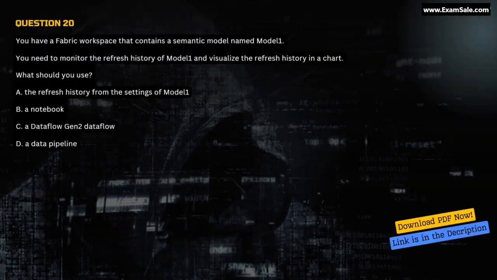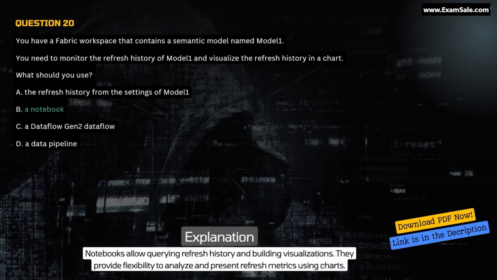Question 20. You have a Fabric workspace that contains a semantic model named Model1. You need to monitor the refresh history of Model1 and visualize the refresh history in a chart. What should you use? A. The refresh history from the settings of Model1. B. A notebook. C. A Dataflow Gen 2 data flow. D. A data pipeline. Correct answer B. A notebook. Explanation. Notebooks allow querying refresh history and building visualizations. They provide flexibility to analyze and present refresh metrics using charts.